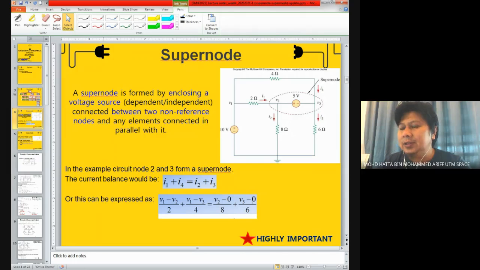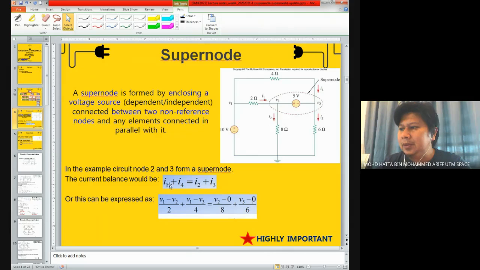By definition, a supernode is formed by enclosing a voltage source, either dependent or independent. In this case, this is an independent voltage source connected between 2 non-reference nodes, and any element connected in parallel with it. So this is the sort of circuit arrangement that we consider to contain a supernode. You need to solve it using supernode analysis.